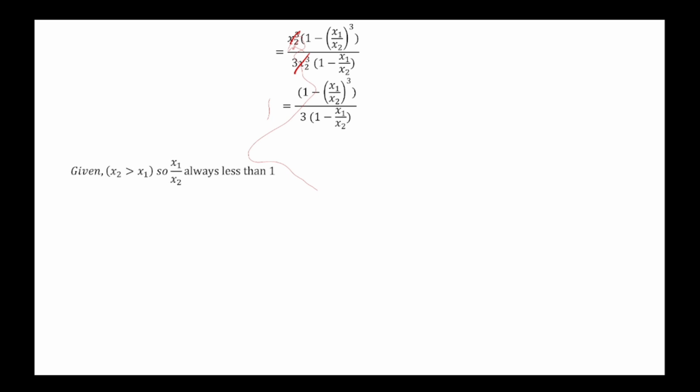Now, given that x2 is greater than x1, so x1 by x2 is always less than 1. That is for sure because x2 is greater than x1. So the ratio of x1 and x2 is always less than 1. Suppose we take this ratio at max 0.99, the highest value. It could never be 1. It is always less than 1. So putting the value 0.99 here, we will get a result less than 1. So this ratio will always be less than 1, so our answer is less than unity.